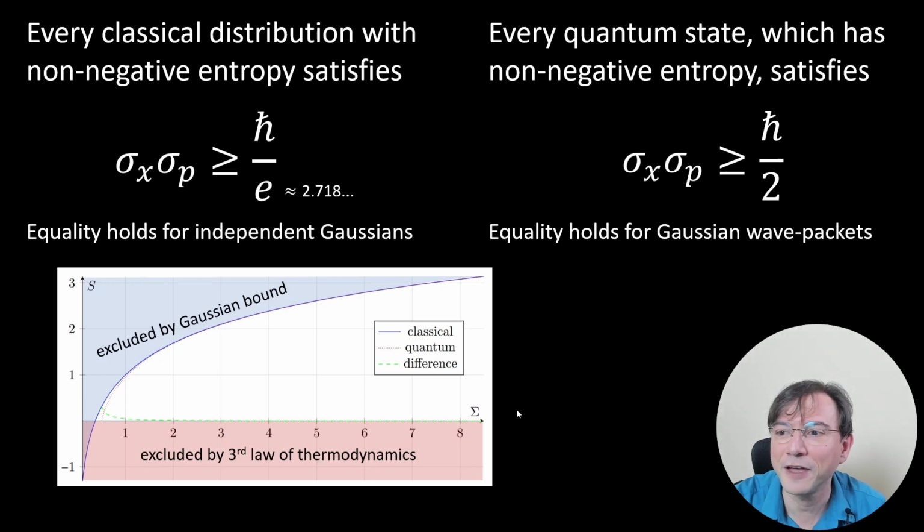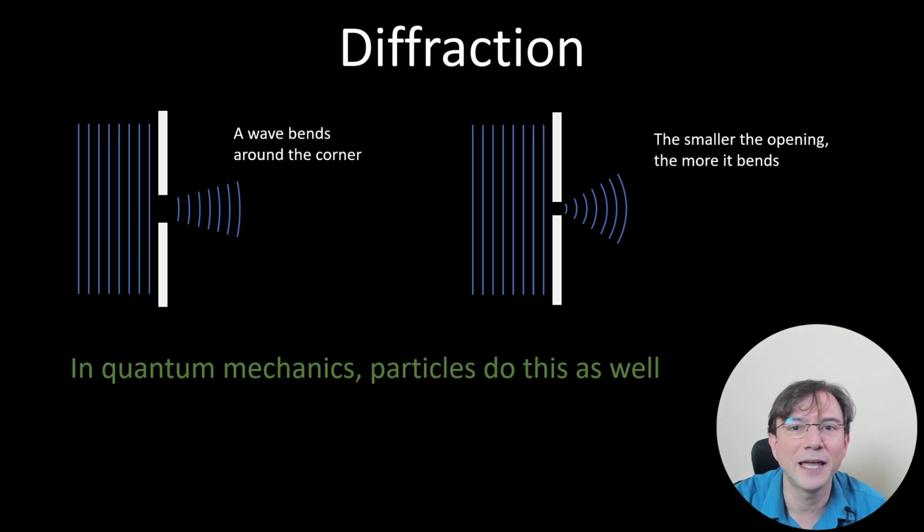Okay, so we have seen that there is a classical uncertainty principle, and now we want to see if there are other classical effects that we can find that are kind of like quantum mechanics. So let's look at diffraction. We have a wave that comes in from the left, and then there is an obstacle with a slit. The wave does not just go through it straight, but it bends around the corner. And the smaller the opening, the more it's going to bend, the more it's going to go around that corner.